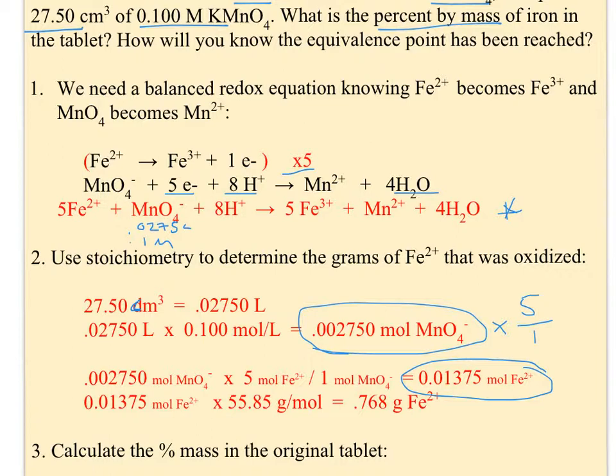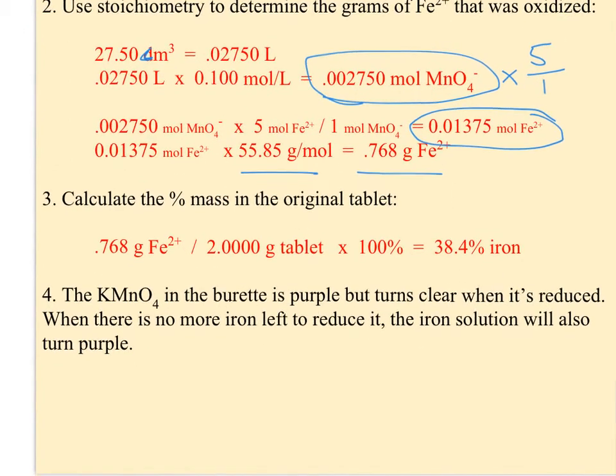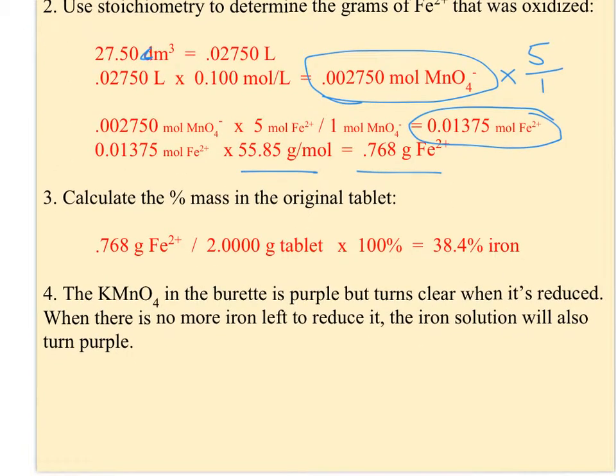Now that I know how many moles of Fe2+, I can go ahead and convert that to grams by using my molar mass of 55.85, and that means there must have been 0.768 grams of Fe2+ that were oxidized. So then finally, what's my percent by mass? Well, 0.768 out of a 2-gram tablet would be 38.4%.